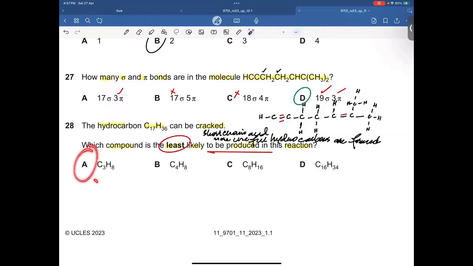This is a short chain hydrocarbon. It will be produced obviously, so it's going to be incorrect, because we are talking about least likely. C4H8 is a short chain and more useful. C8 as compared to C17H36 is a short chain, but D is going to be the right answer, because from C17H36 I cannot get C16H34, because it is not a short chain, it is a long chain hydrocarbon. So long chain hydrocarbons are least likely to be produced in this reaction.